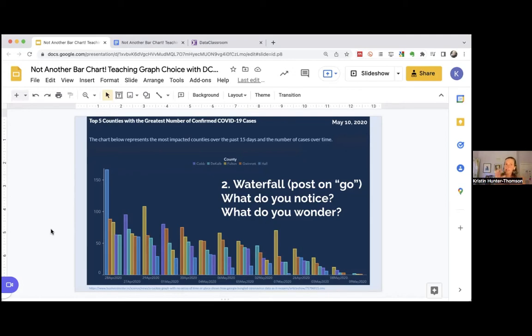Okay, so we're getting towards the end. You should be typing out some of your thoughts on what you notice and what you wonder. When you're ready, you can start posting them in the chat.